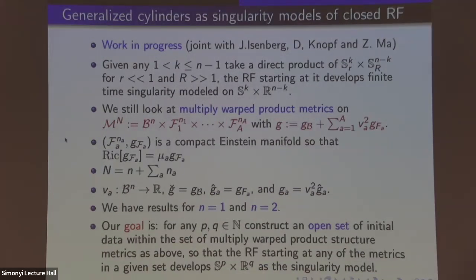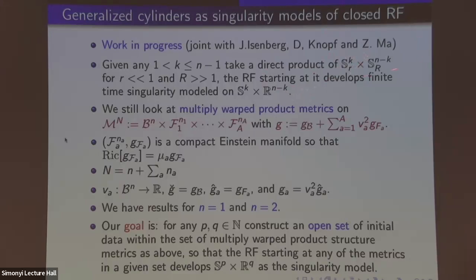So now I will just briefly mention this work in progress, which is joint work with Eisenberg, Danknop, and Ziluma. Here is first what I'm going to tell you: how you can, for example, construct a flow which develops a generalized cylinder, S^k × R^p, as a singularity model. You can start with S^k, a round sphere, where the little r just denotes the radius of the sphere.